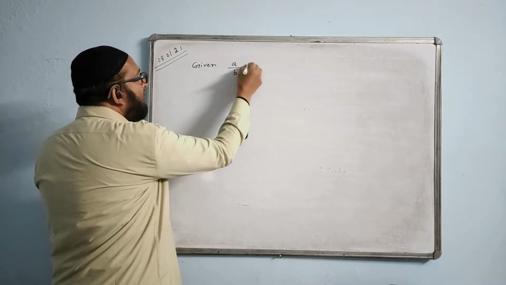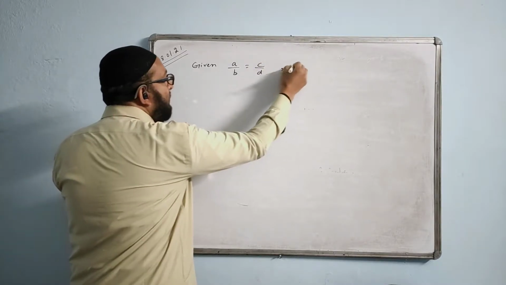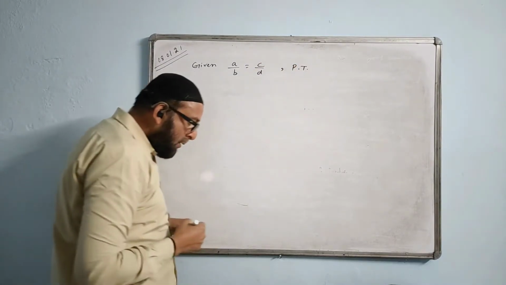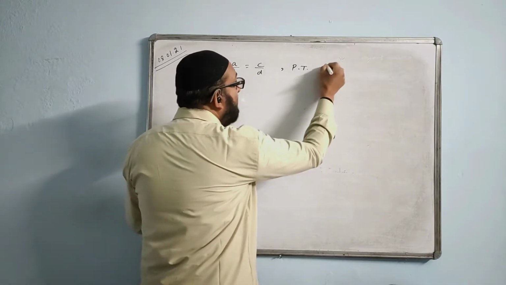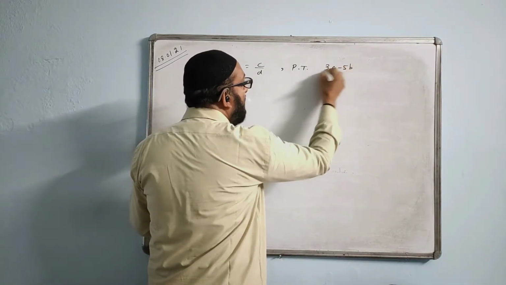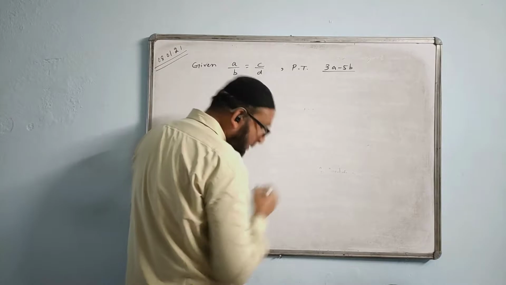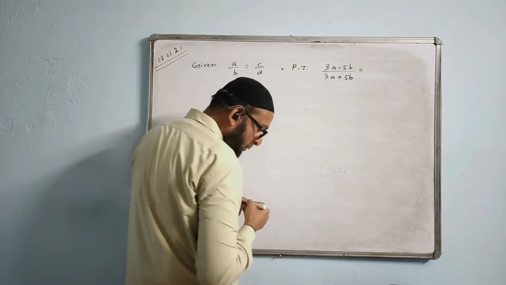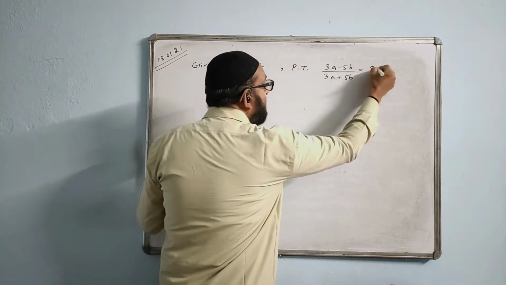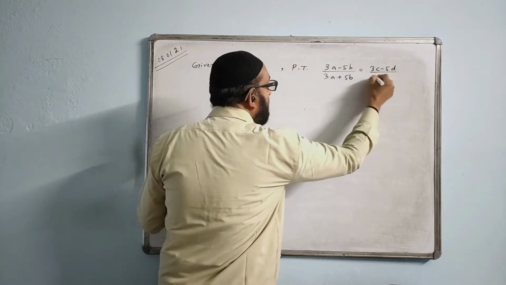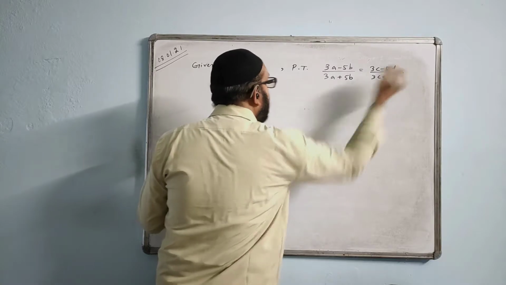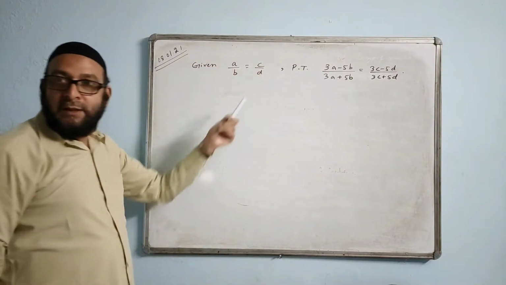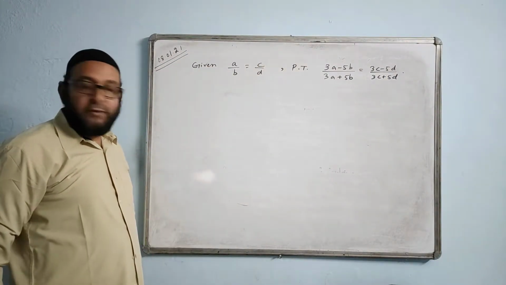Given a by b equal to c by d, prove that (3a minus 5b) upon (3a plus 5b) equal to (3c minus 5d) upon (3c plus 5d). You have to prove this. This is given. A by b equal to c by d is given.